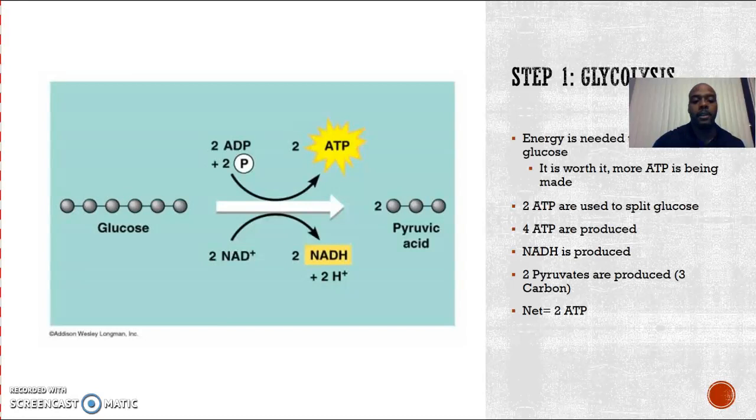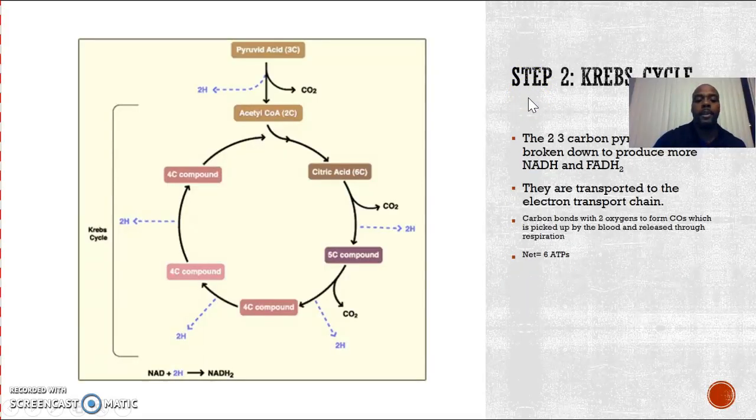What happens is we take those 2 ATP and they split the glucose into a couple of carbon-3 pyruvates or pyruvic acid. But from that, 4 ATP are produced as well as NADH. Going back, that all kind of happens in the cytoplasm. From there, that pyruvic acid is again broken down to produce more NADH and FADH, which are transported through the electron transport chain.